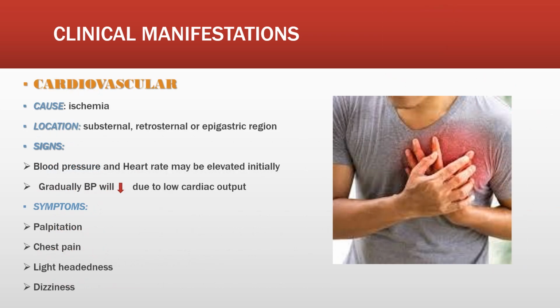Cardiovascular, what is the reason? It is ischemia. Location, as we discussed, substernal, retrosternal, or epigastric. Signs and symptoms. Whenever you write the clinical manifestations, try to make it in signs and symptoms. Why? Because the examiner will know that you have asked objective data as well as subjective data. Signs are your objective data. Symptoms are your subjective data.